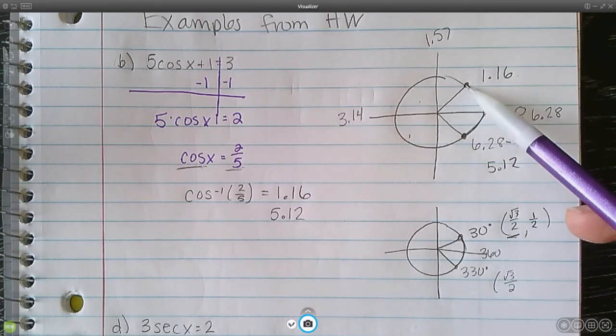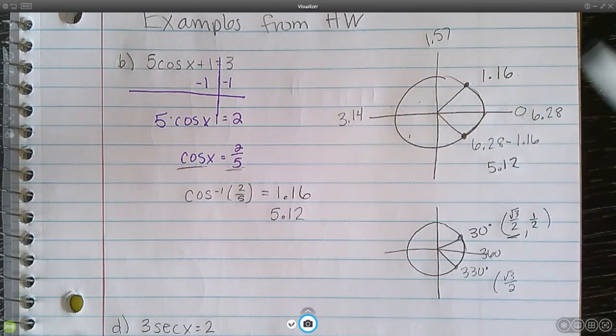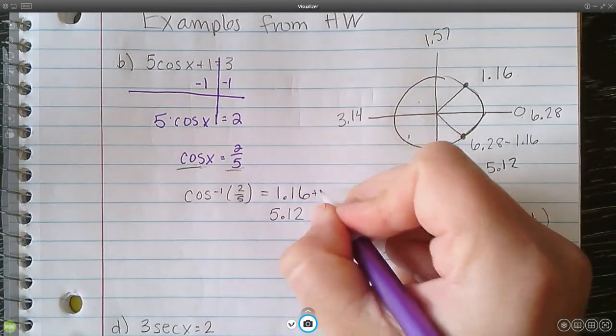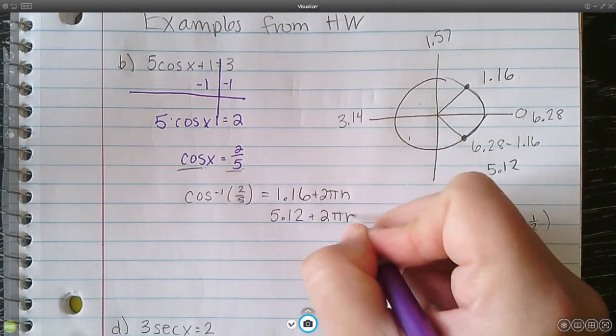That's just this point and just this point. You have to remember we can go around the circle, so we can take this plus 2 pi, plus 2 pi, plus 2 pi. So it's plus 2 pi n and plus 2 pi n.